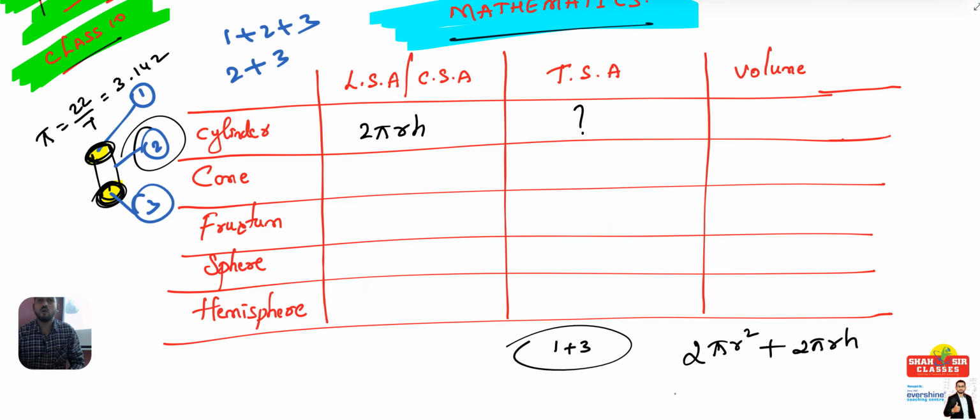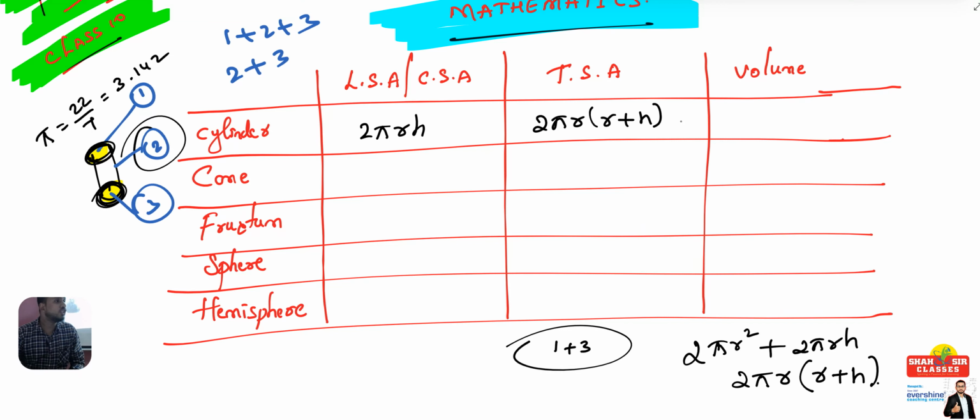Correct? Now what is common in both these cases? Here and here 2 is there. On both sides pi is there. On both sides at least one time r is there. So 2 pi r is common. So what is left out? 1 time r plus 1 time h. So this is the formula to find the total surface area. Is this clear? Yes, sir. So what is the formula to find the total surface area of a cylinder? 2 pi r into r plus h.